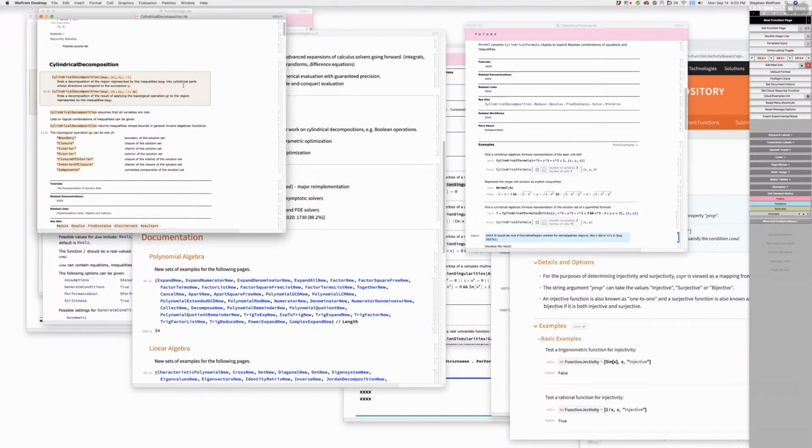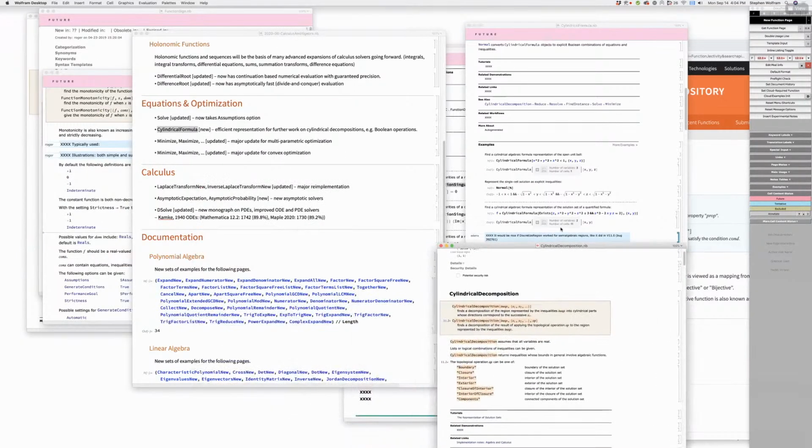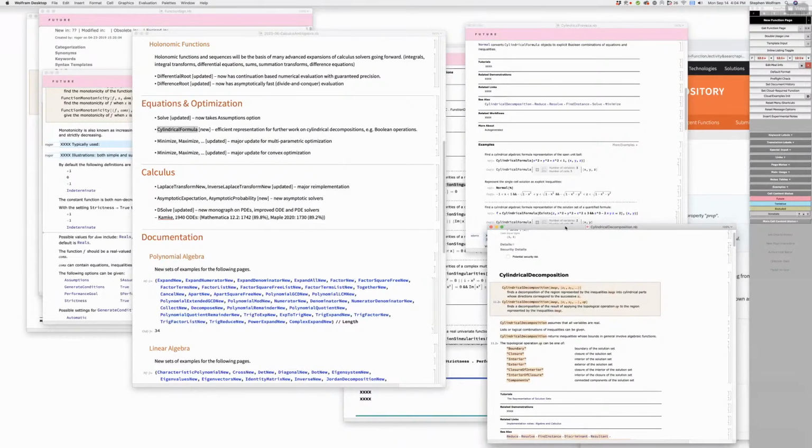So I see. So this is an unevaluated form of a cylindrical decomposition. Right. And it's evaluated to a stage, okay? But that stage maintains enough properties that you can, for instance, Boolean combine these things afterward very efficiently.